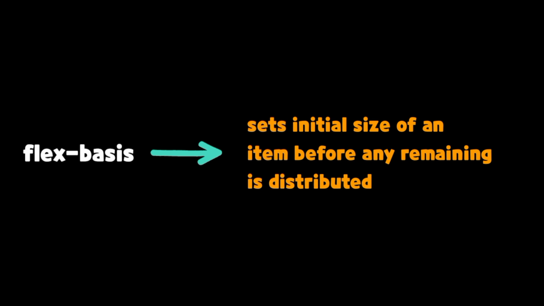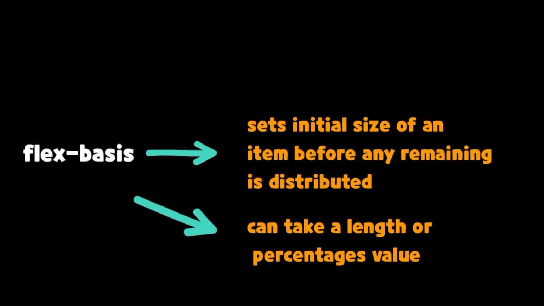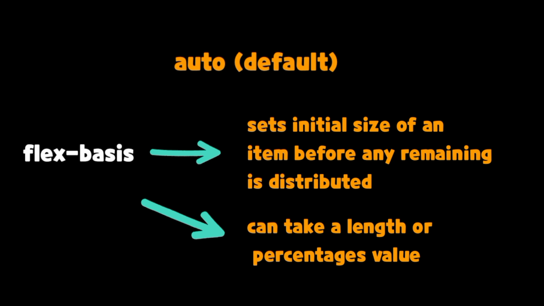And then we have flex basis. This property sets the initial size of an item before any remaining space is distributed. It can take a length or a percentage value. If it is set to auto, the item size will be based on its content.